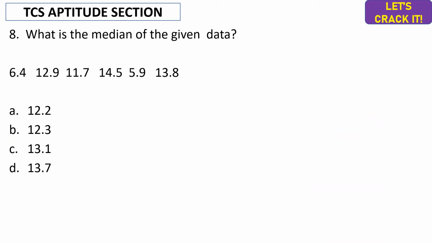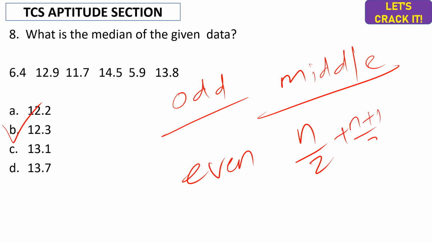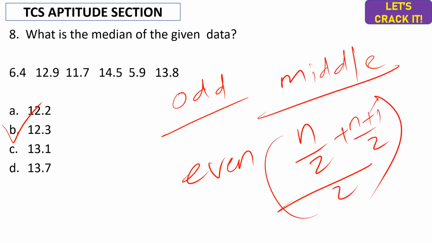Guys, simply if n is odd, the middle element will be the median. If n is even, I need to consider the n by 2 plus the (n plus 1) by 2, divided by 2. Here n by 2 plus 1. Which means the average of the middle two elements, that's it.